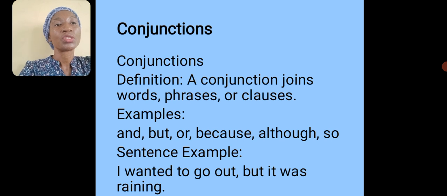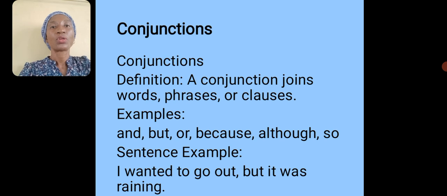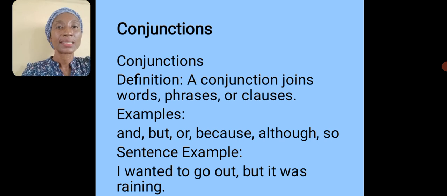Conjunctions. A conjunction joins words, phrases, or clauses together in a sentence. A conjunction is a joining word. Simply put, a conjunction is a joining word. It joins words, phrases, and clauses together in a sentence. Examples of conjunctions are and, but, or, because, although, so, right? These are a few examples of conjunctions.